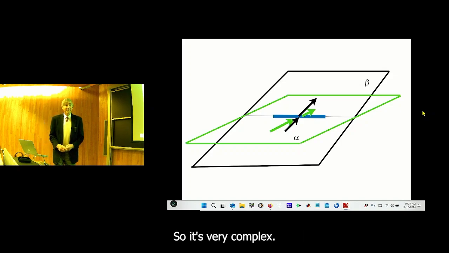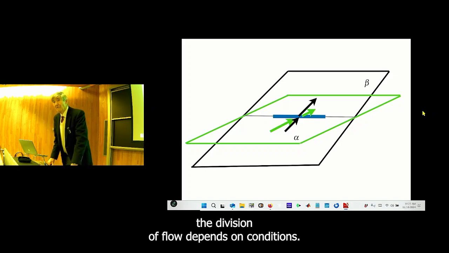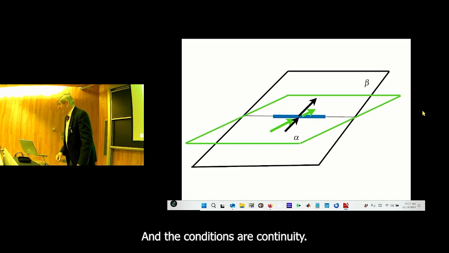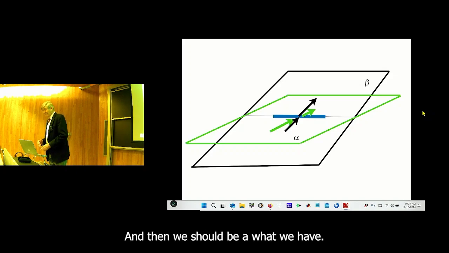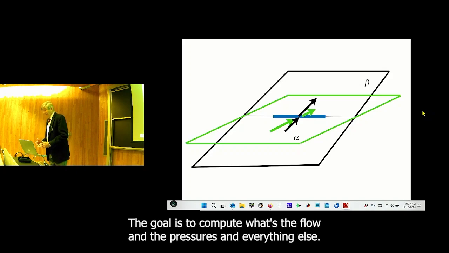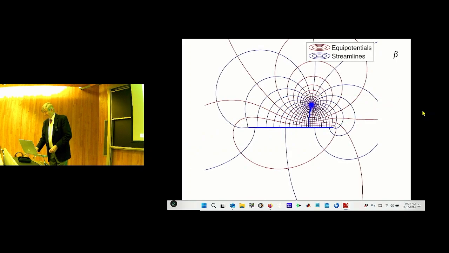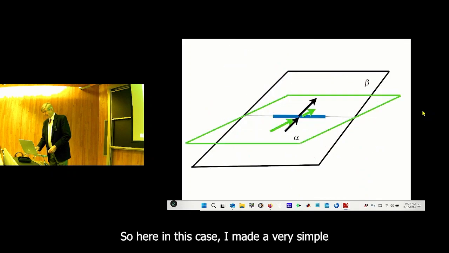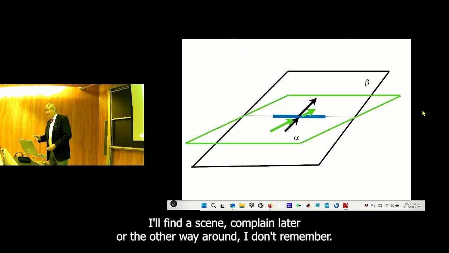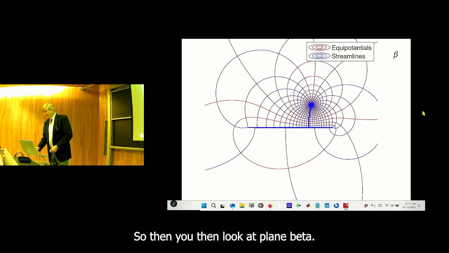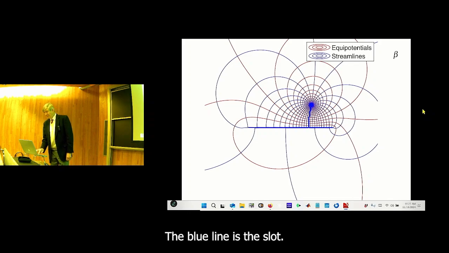So it's very complex, and the division of flow depends on conditions, and the conditions are continuity. We don't want to create any water here. It should be just from flow, and the goal is to compute what's the flow and the pressures and everything else. But that is the idea. So here, in this case, I made it very simple. I said, okay, we'll put a source in plane alpha and a sink in plane beta, or the other way around, I don't remember. So when you then look at plane beta, the blue line is the slot.